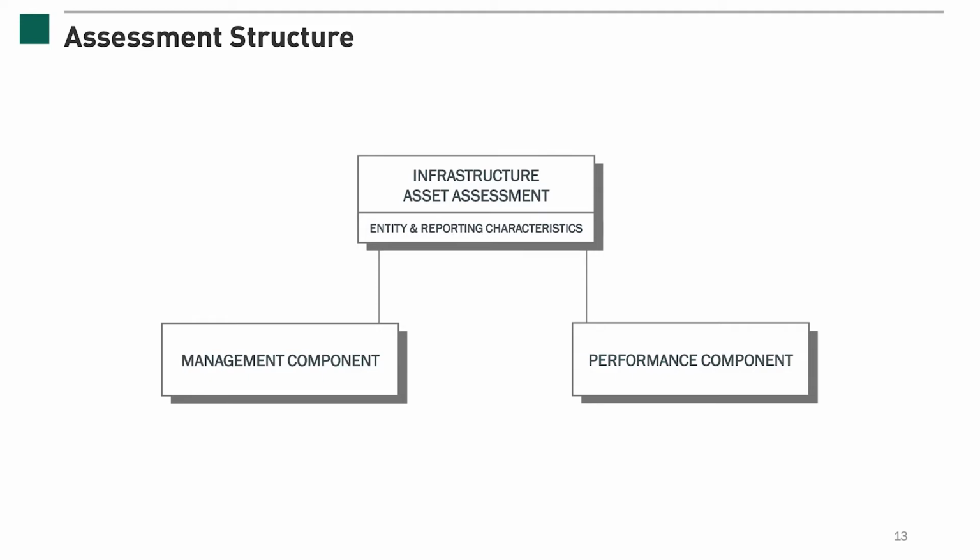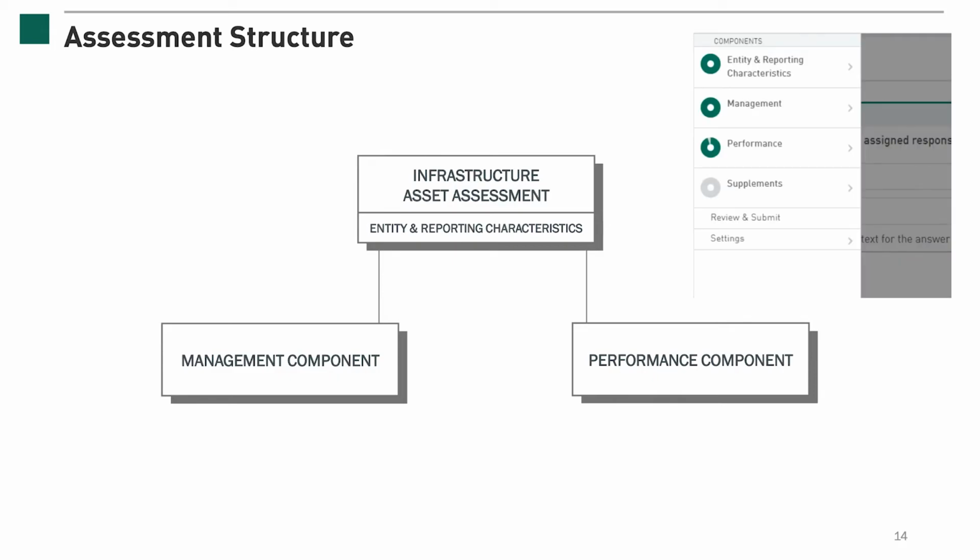Looking now in a little more detail, there are actually some other parts to the assessment. The entity and reporting characteristics identify the asset entity and describe its main characteristics and how it will report. These characteristics inform both the management and performance components. Each of these assessment components is shown in the menu at the top left corner in the portal, as shown here.